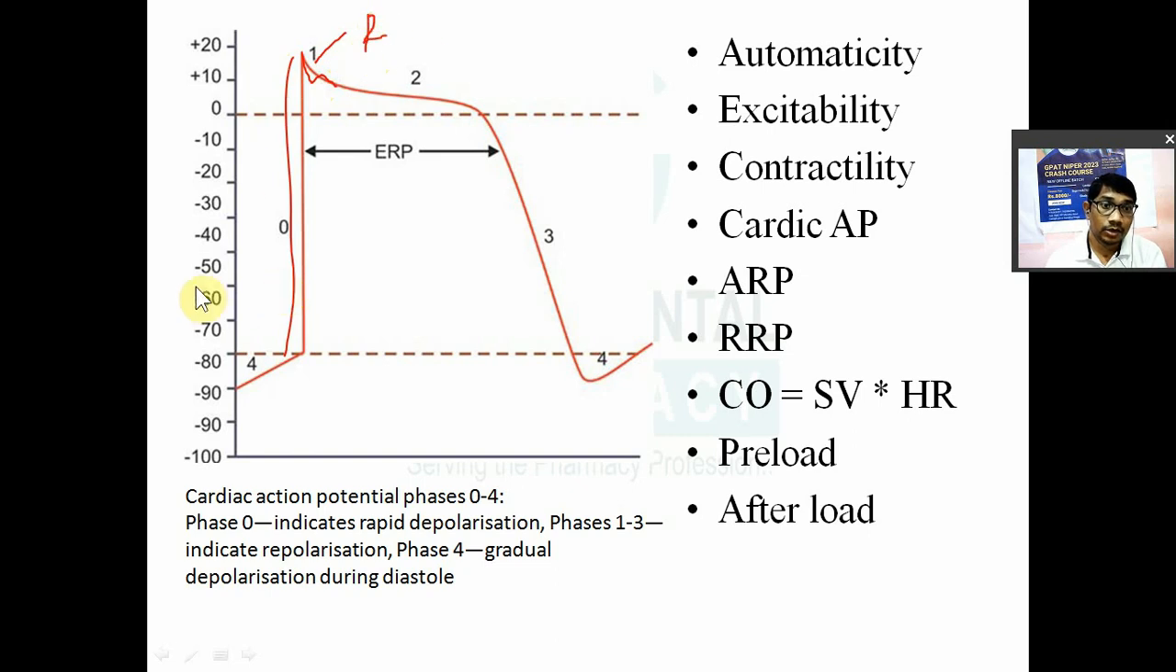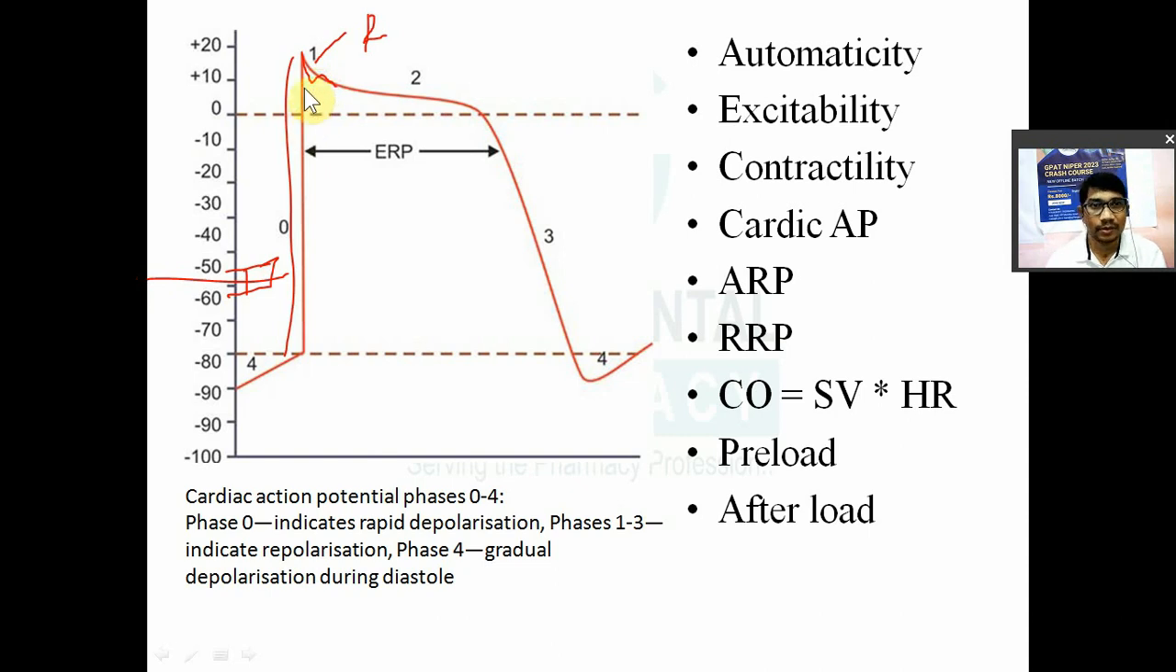This phase is phase 0, known as rapid depolarization. Now, depolarization is due to the entry of sodium ions inside the cell. Repolarization is because of the stoppage of entry of sodium ions and removal of potassium. Some chloride will also enter the cell.